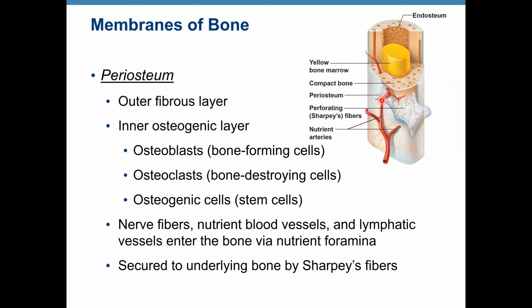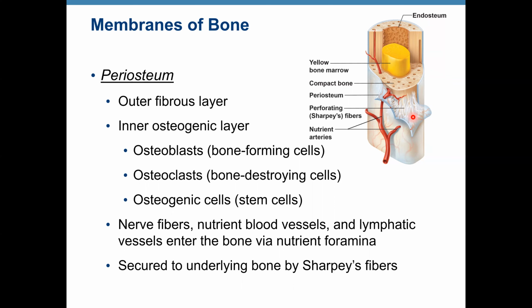Now, bone is covered by a membrane called periosteum. So periosteum is the outer membrane covering the surface of a bone. Inside the cavity, we have endosteum. Endosteum covers bone cavities, and also spongy bone. So periosteum outside and endosteum inside.